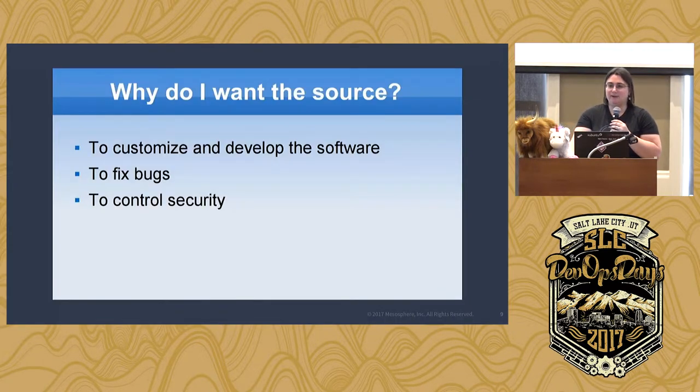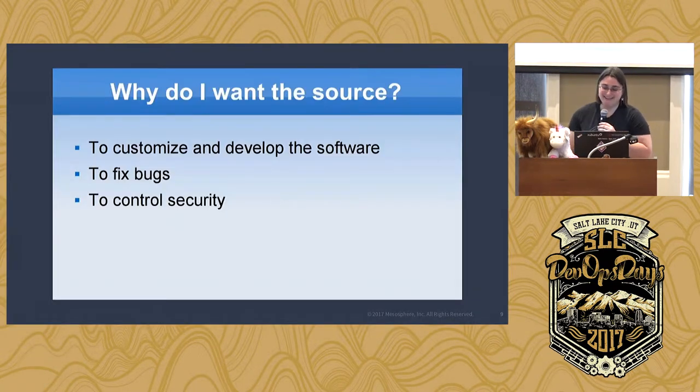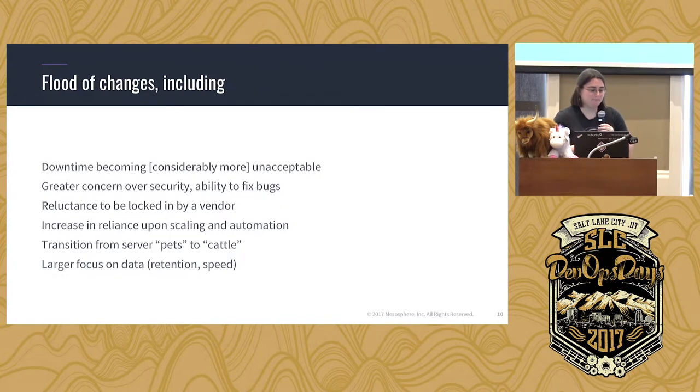And this is one of my slides. My slides have gotten slightly better since then. I think this was a LibreOffice default slide. I had to explain why you would want source code. So you can customize the software, you can more easily develop on top of it, you can fix your own bugs without waiting for vendors, and control security. Kind of the typical things we talk about when we go to open source.